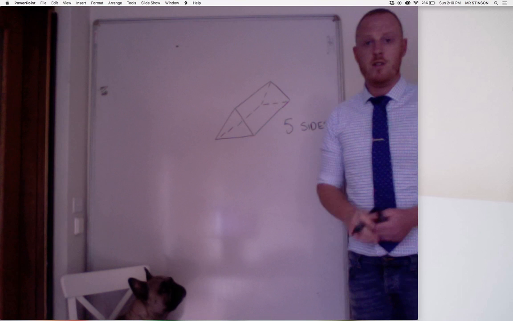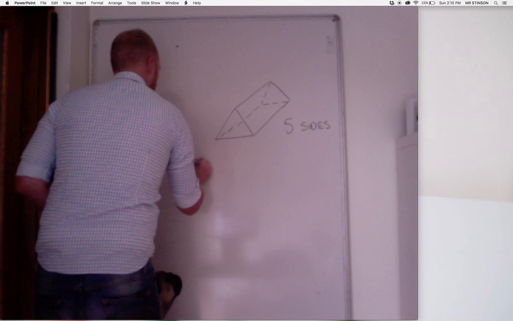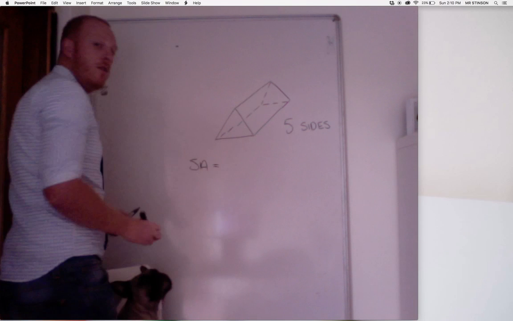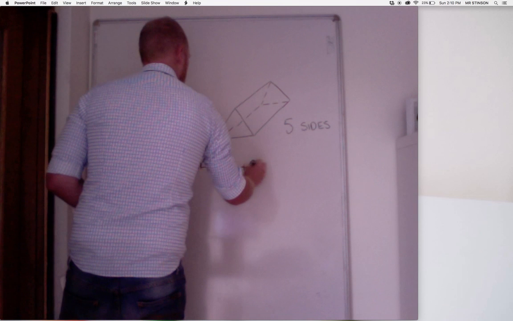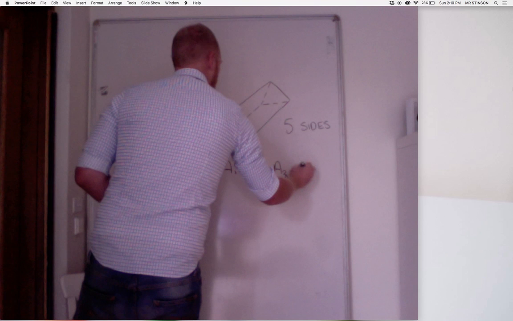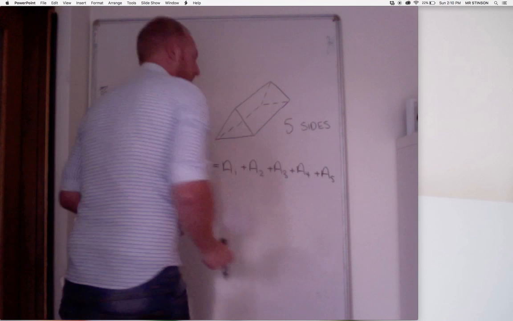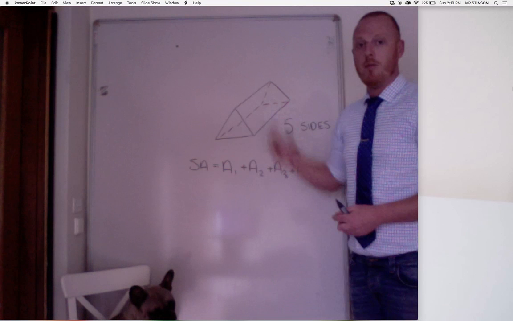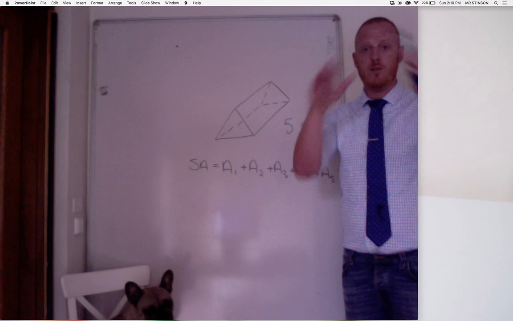To find its surface area, it would be the total of these 5 areas added together. SA, surface area, equals A1 plus A2 plus A3 plus A4 plus A5. It would simply be the area of each shape, or each side, added together to find the total surface of the shape.